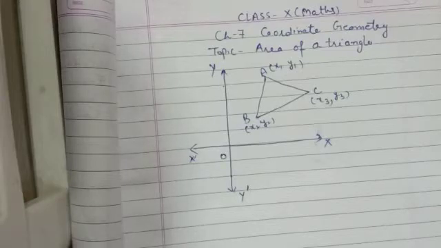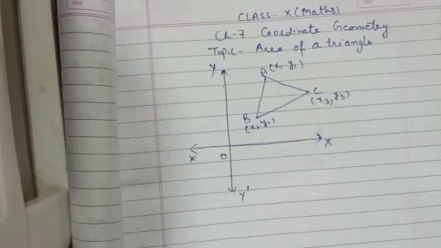Chapter 7, coordinate geometry. From this chapter we have already discussed two topics. The first one was the distance formula, the distance between two points given in a Cartesian plane. The second was the section formula. A point divides two given points in a particular ratio. How to calculate that ratio and the coordinates of that point, we have done by using the section formula. Today we will do area of a triangle.